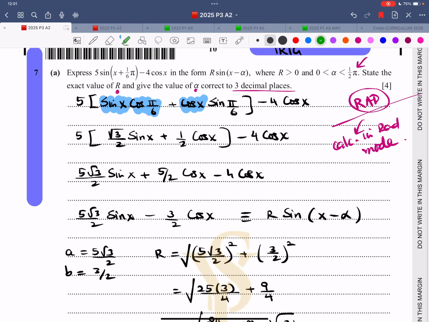If it's starting with a sine and we are converting it to a sine, then the first coefficient is your A, and the second coefficient is your B. The negative has no effect, except a negative in the middle gives a negative over here. That's it. So make sure it's written in the proper order, starting with sine, converting to sine. That's the way I do it. And this first coefficient is A, the second coefficient is B.